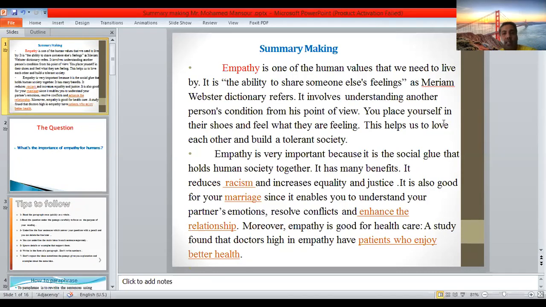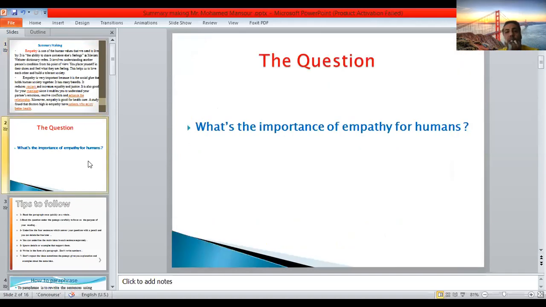I choose a simple text entitled empathy. And it's clear that we should choose a simple passage at the beginning of introducing this question. Later, I will record some periods or classes which have more complicated passages. Today, as I said, I choose a passage which is called empathy. This passage always has a question. For example, what's the importance of empathy for humans?